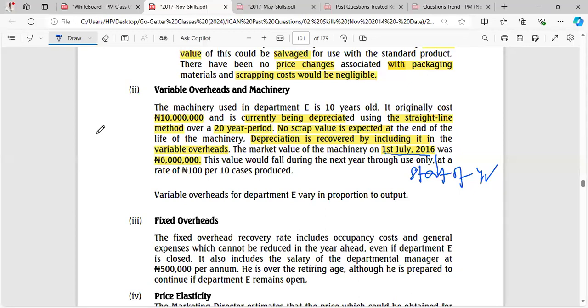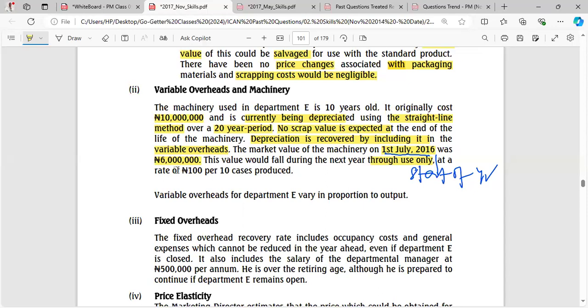But they said the market value of that machine, if they are to sell it, will be 6 million. Now they said this value would fall during the next year through use only. So it means that by the end of next year, the market value will no longer be 6 million, it's going to fall. And why is it going to fall? Because they will be using the machine.